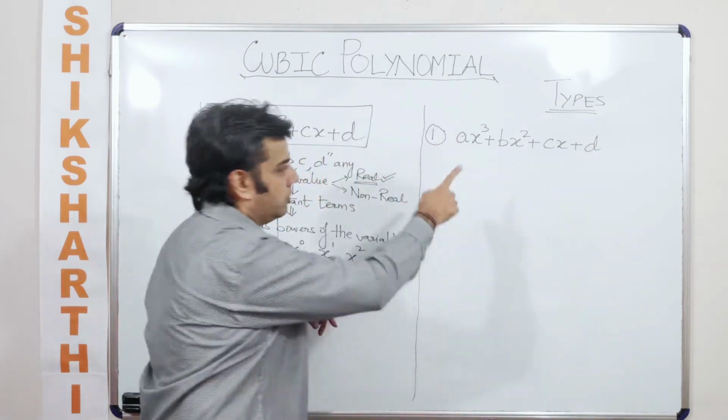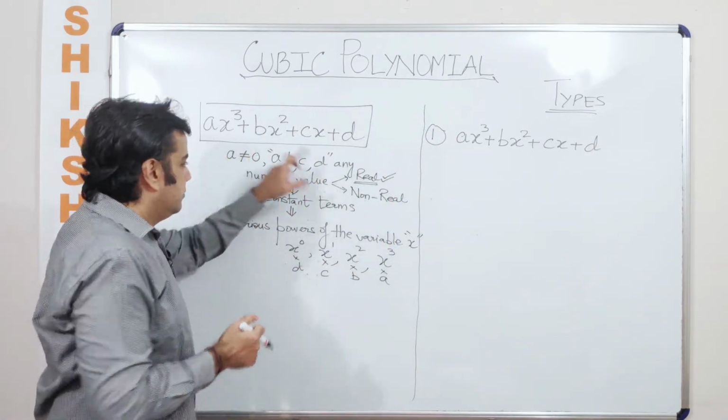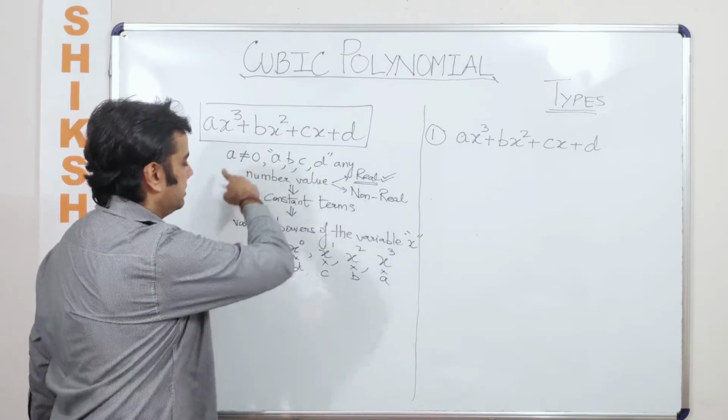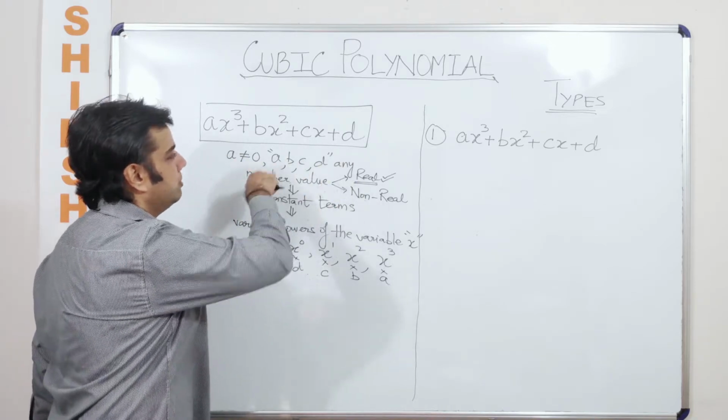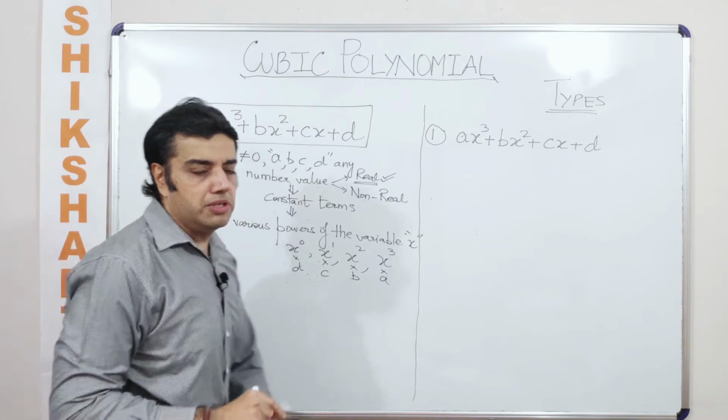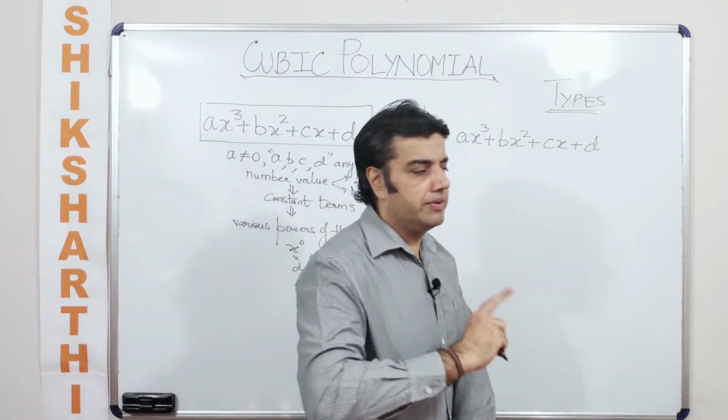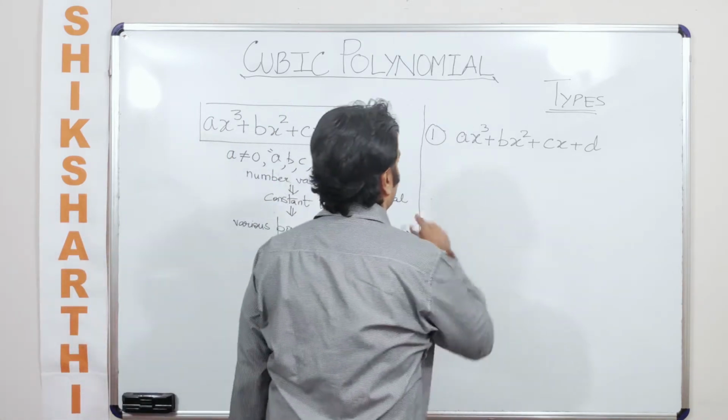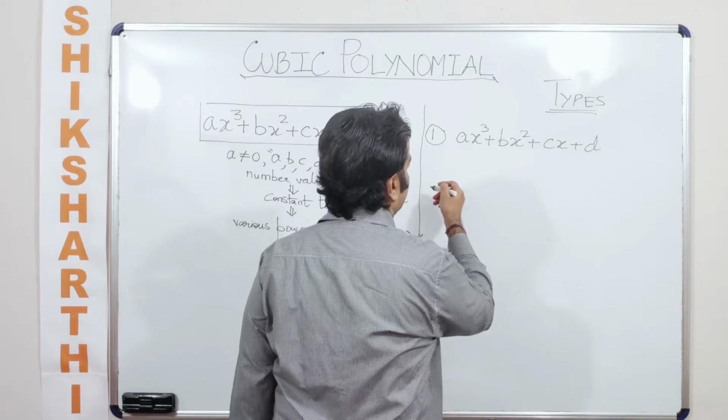Keeping in mind, I'm not writing it again, keeping in mind these domain conditions. These are the main conditions to be inputted to form a cubic polynomial in a single variable. Okay. The next way in which I can write this, there are 2 ways.